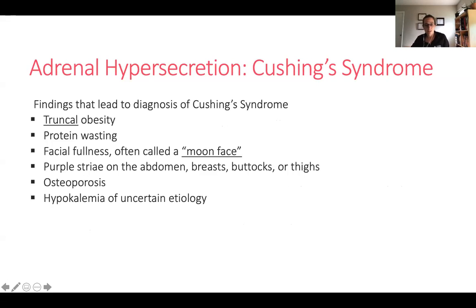So you will see this on test questions for this class and in the NCLEX, all of these things that are characteristic of Cushing's. So truncal obesity, they carry most of their weight around their midsection. Protein wasting, their extremities would be significantly thinner than their trunk, where they carry most of their weight. And they'll also have very thin and friable skin. The facial fullness is referred to as a moon face. And then they'll have striae on their abdomen.